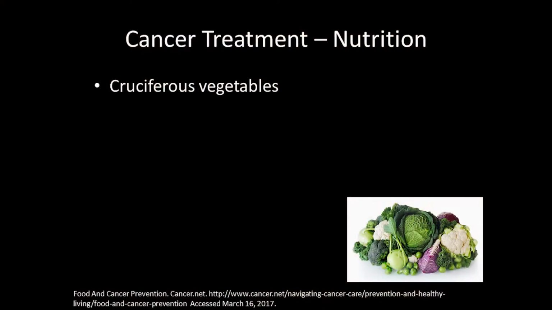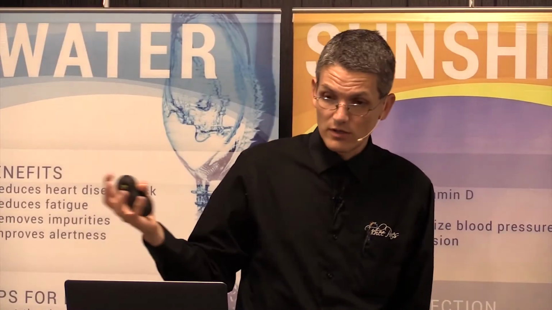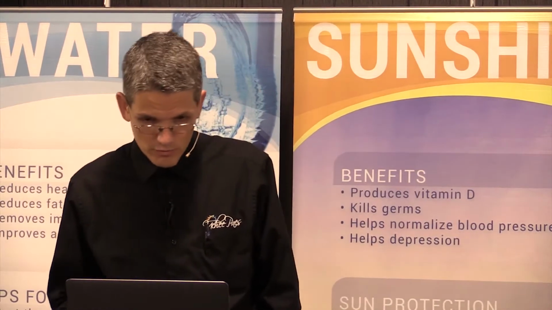Well, we also know that cruciferous vegetables, and there's a bunch of cruciferous vegetables in the picture. I don't think it's all cruciferous because I see something in there that looks like an apple. Oh, no, that's kohlrabi. Yeah, that's the kohlrabi. That is a cruciferous. All right. So cruciferous vegetables, things like broccoli, cauliflower, cabbage, Brussels sprouts, bok choy, kale, kohlrabi, right? All of those are cruciferous vegetables.